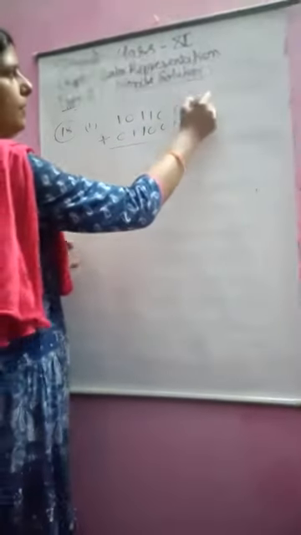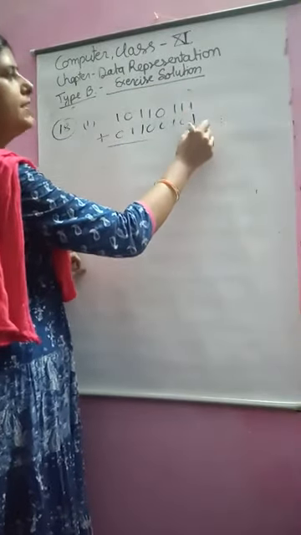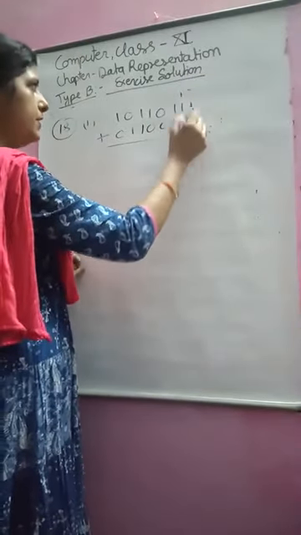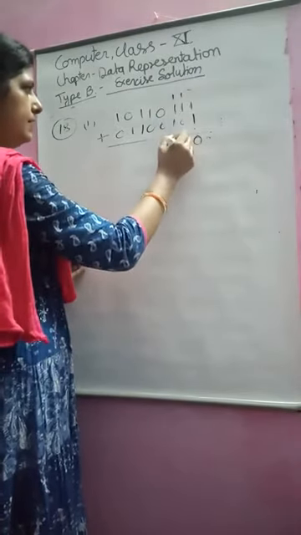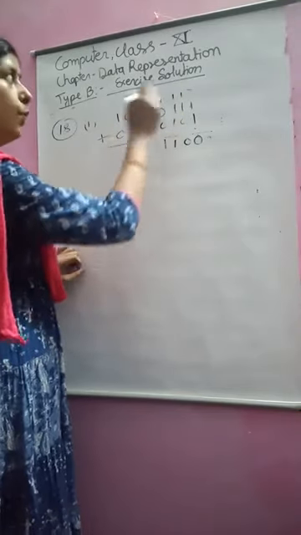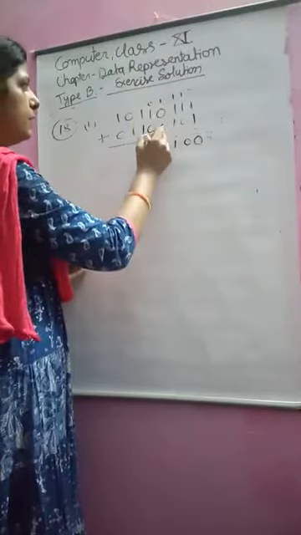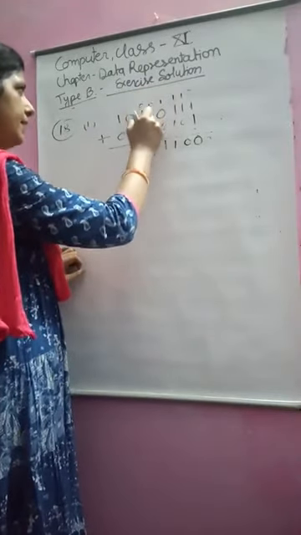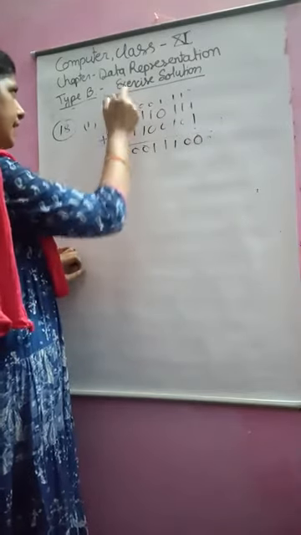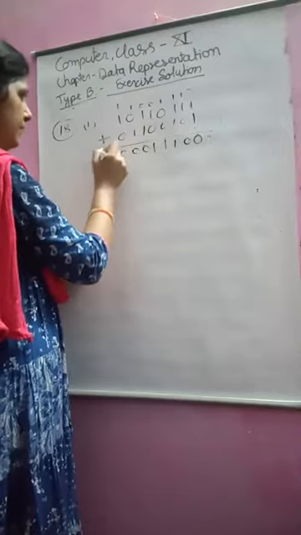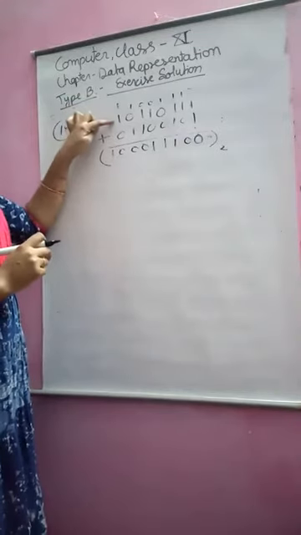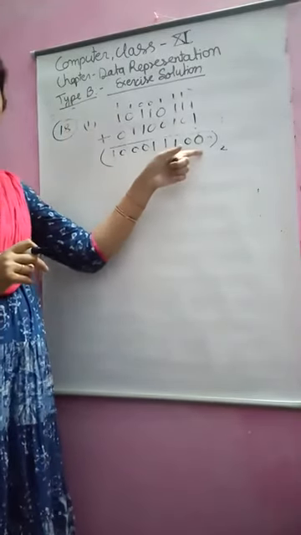Add 1 1. Summation is the 0 with 1 carry. 1 1. Summation is the 0 with 1 carry. 1 1 1. Summation is the 1 with 1 carry. 1 0 0. Summation is the 1 with no carry. 0 1 0, summation is the 1 with no carry. 1 1, summation is the 0 with 1 carry. 1 1, summation is the 0 with 1 carry, and 1 1 is the 0 1. So addition is this. You are adding first number, second number, and this is the addition.